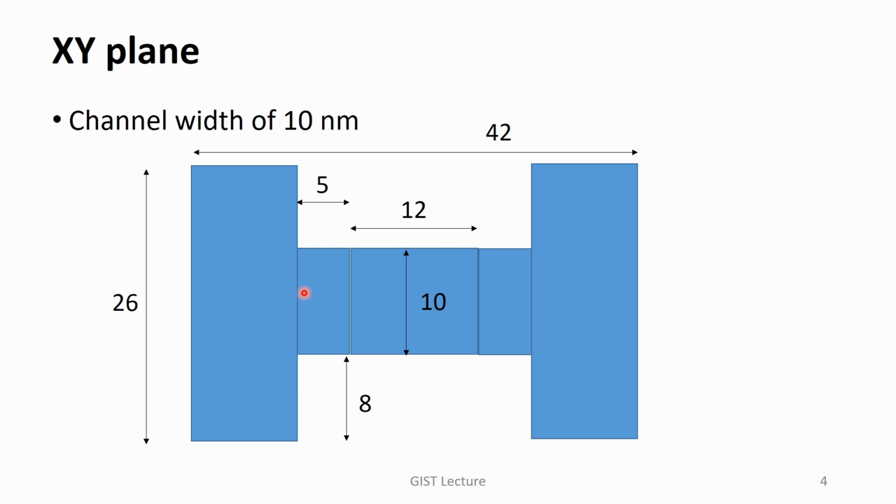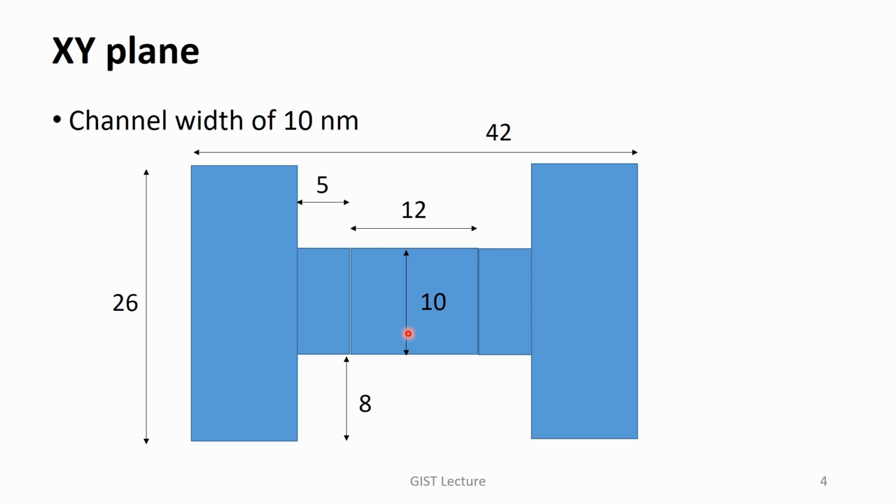This is the silicon regions projected onto the XY plane. It is a top view. These numbers are written in the nanometer scale. The channel length is 12 nanometers. The channel width can be a design parameter. In this case, 10 nanometers is used.